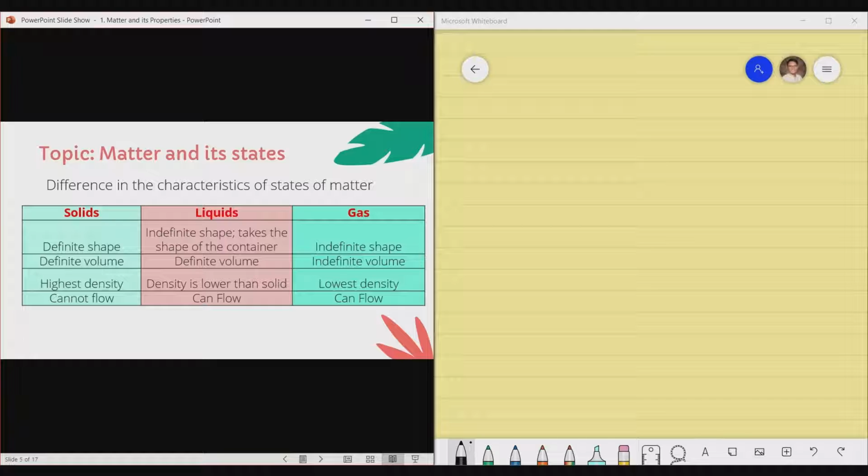So nakakatakot naman po yan na nagpo-flow bigla ang mga solids natin tulad ng mga upuan, o kaya ng mga cellphone, nakakatakot yun, imagine. But nonetheless, let me proceed.